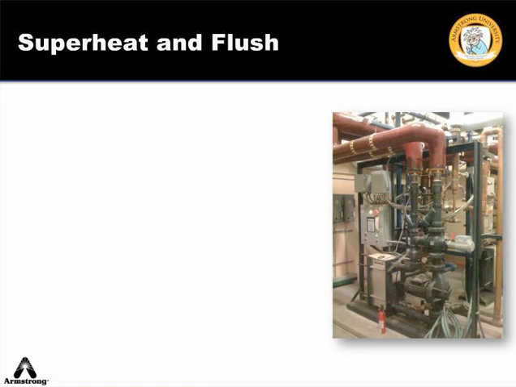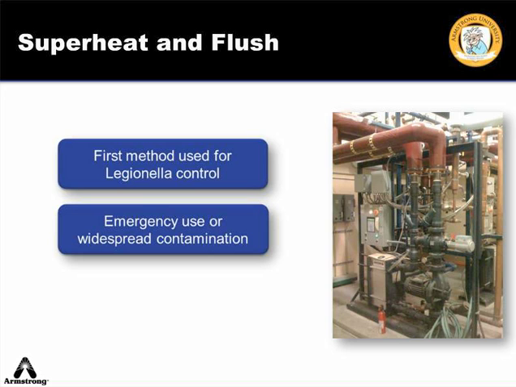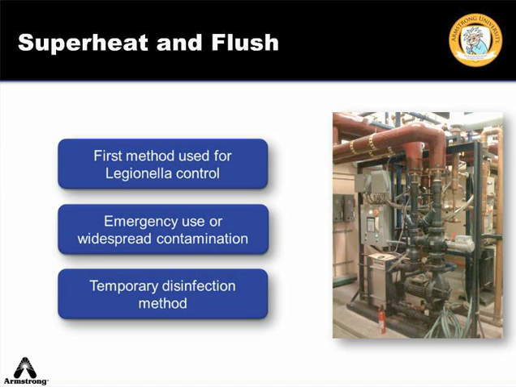Superheat and flush was the first method used for Legionella control in hot water systems. It can be used on an emergency basis during an outbreak or utilized intermittently to control or suppress widespread contamination of the system. Unfortunately, pneumophila can reestablish itself in a hot water system within a month or two, so disinfection is only temporary. This method is sometimes used in conjunction with continuous hyperchlorination.